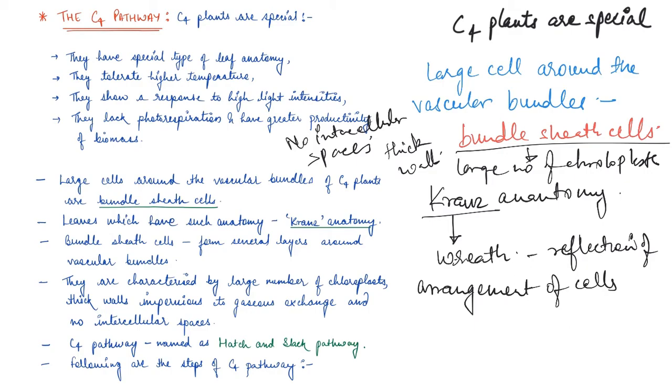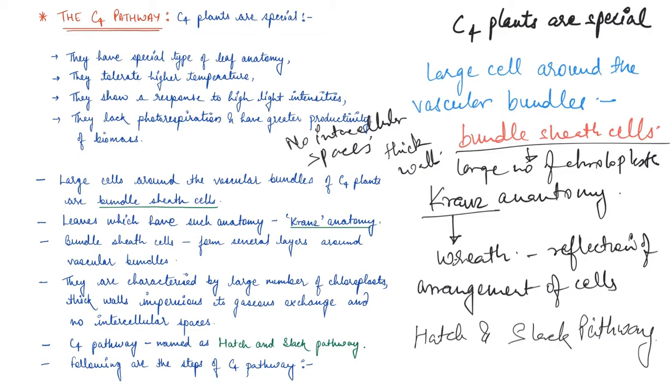And there is a specific kind of pathway in these plants, which is again a cyclic process, and this pathway is named the Hatch and Slack pathway. Okay, this is named after the scientists, after the biologists.